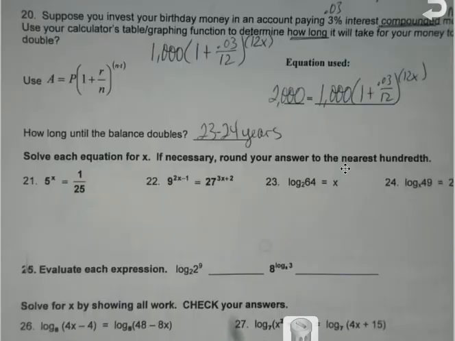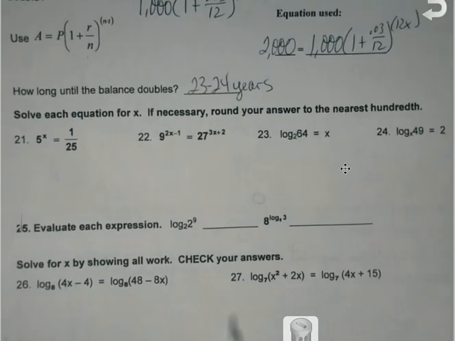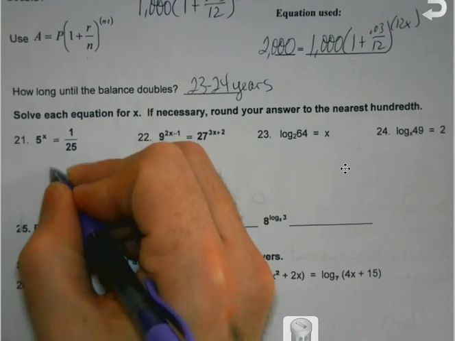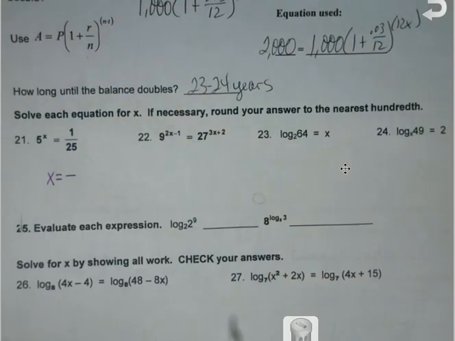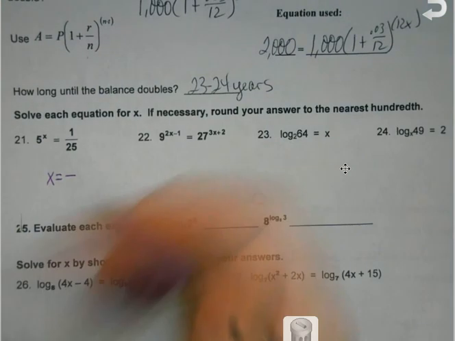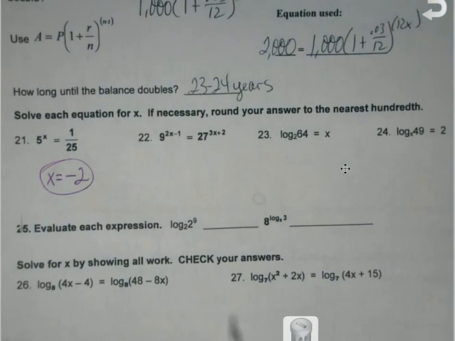And then finally, what we started to get into here towards the end. Okay, solve each equation for x. If necessary, round your answer to the nearest hundredth. Now here, could I do a logarithm? Sure. But let's think about this for a minute. Whole numbered exponent. I know it's negative, it's going to flip. 5 to what power is 25? Okay. 2. Keep life simple.